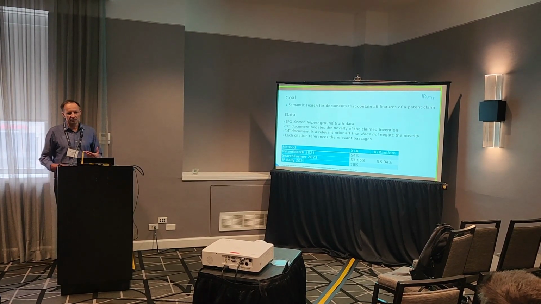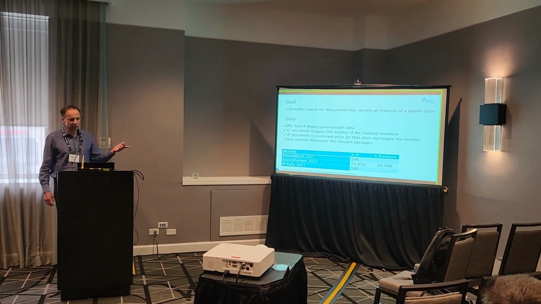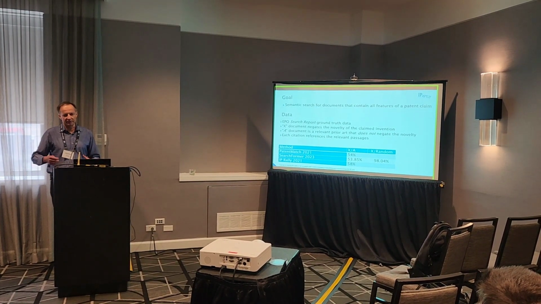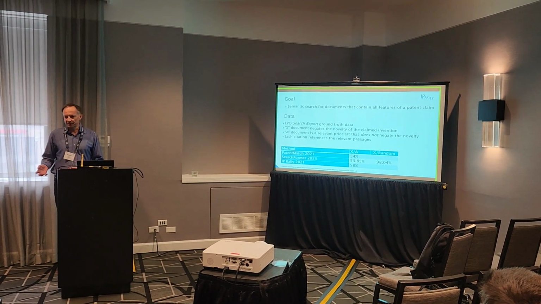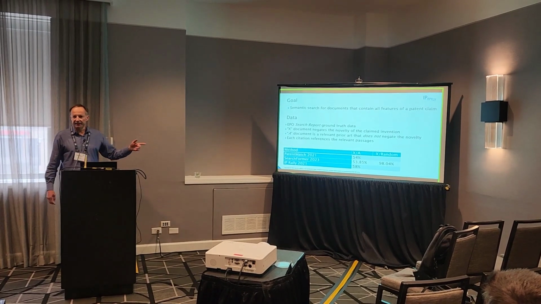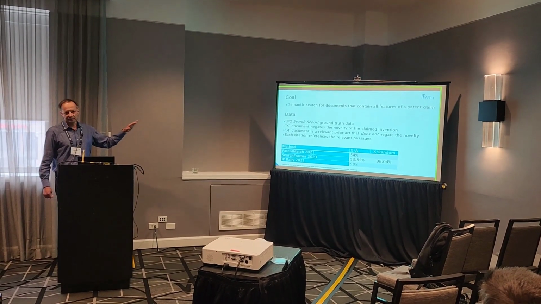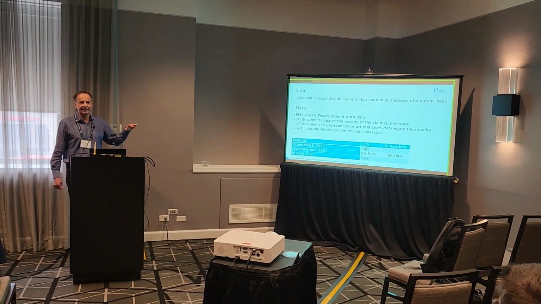In terms of data, I'm starting with the EPO search reports. Go to that raw data and then retrieve back all the documents that are cited, including USPTO. And I'm using the X and A that were previously mentioned. Those are annotated. The X negates the novelty. The A is relevant but doesn't negate.